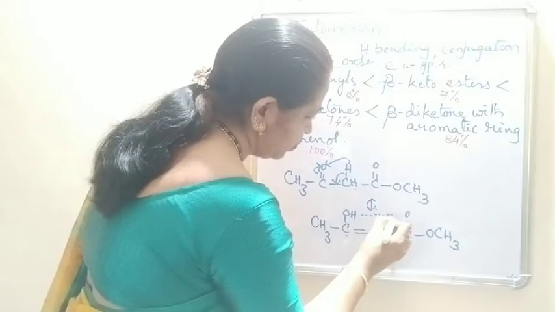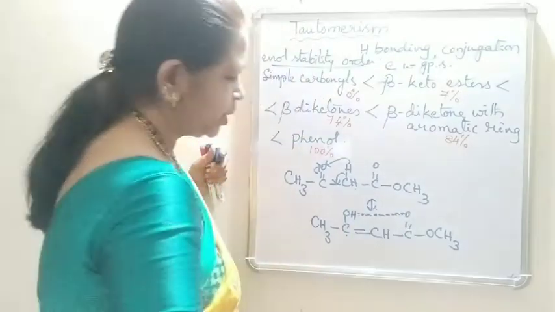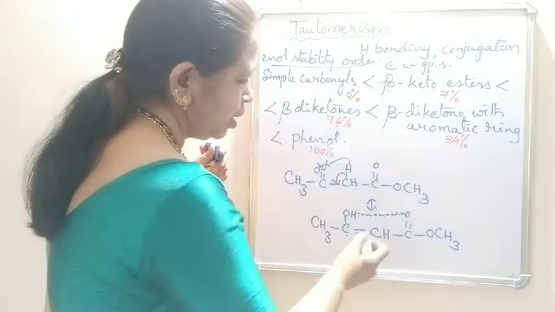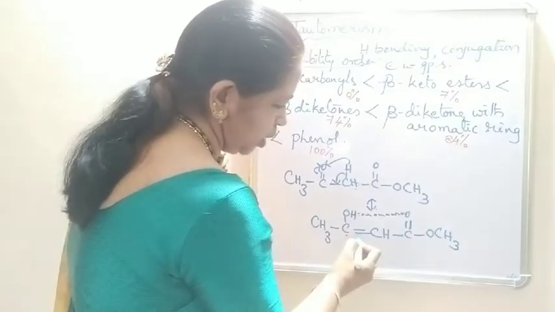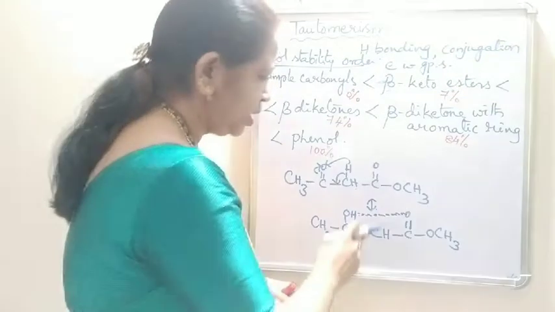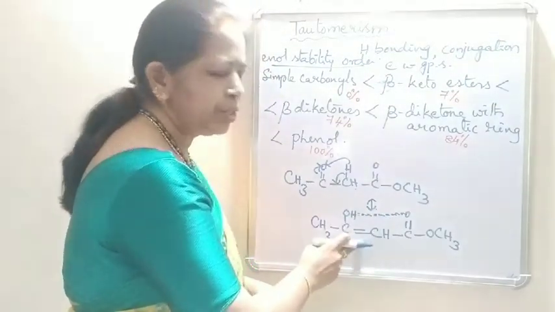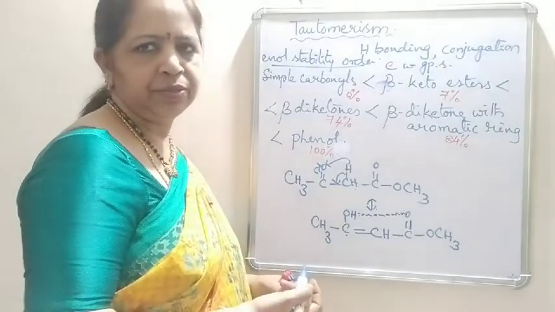So there develops a hydrogen bond formation, and also here the double bond, single bond and double bond. Here conjugation is also operating. Both hydrogen bond formation and conjugation increase the stability of enol forms.